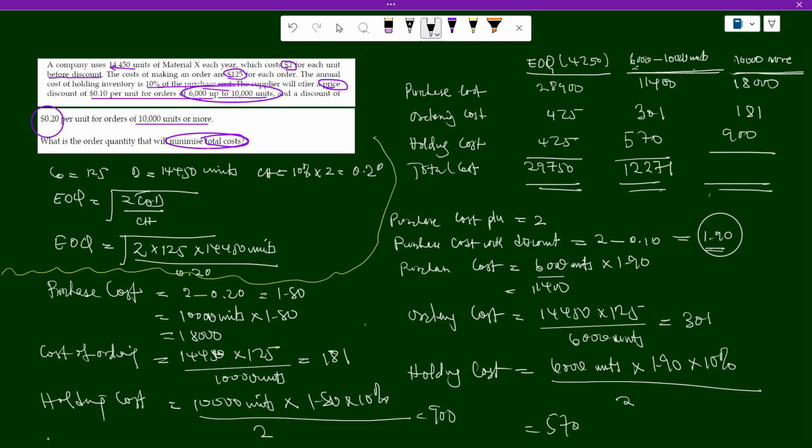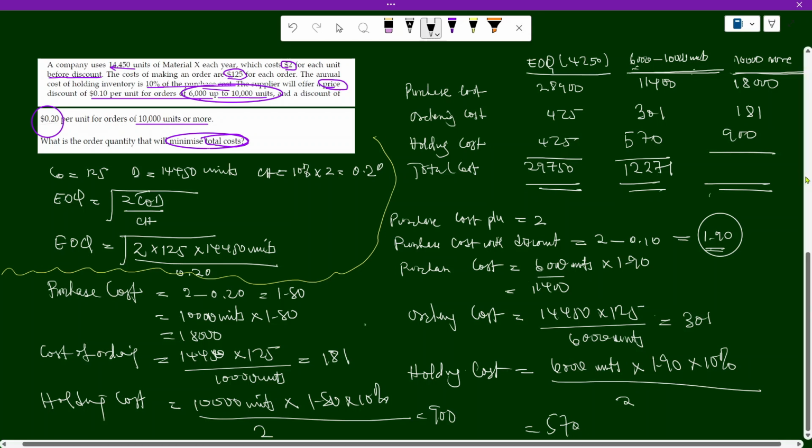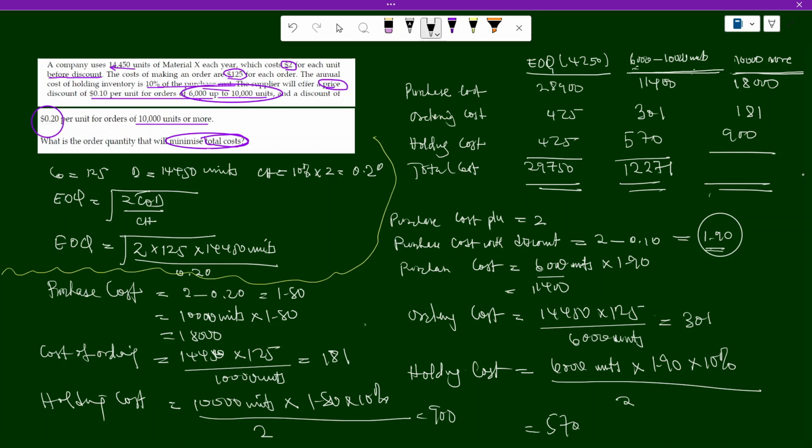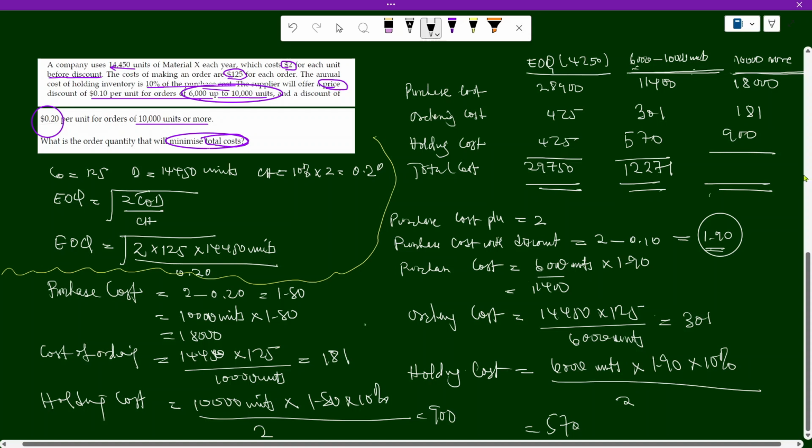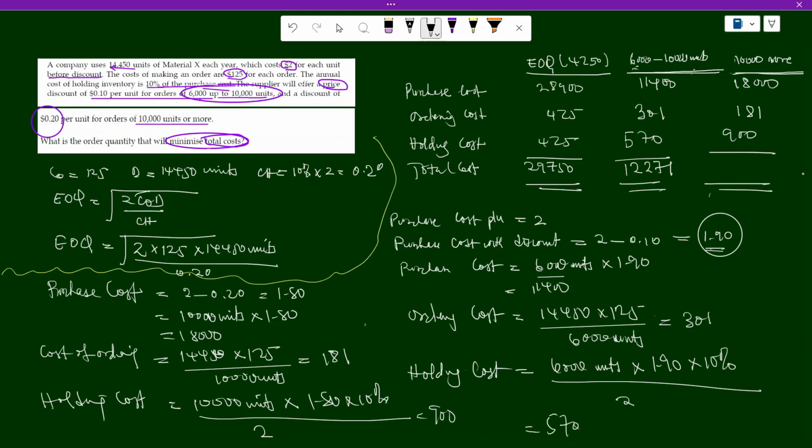Now let's add 18,000 plus 181 plus 900. And that is going to give us 19,081. Okay, so the question is asking what is the order quantity that will minimize your total cost?